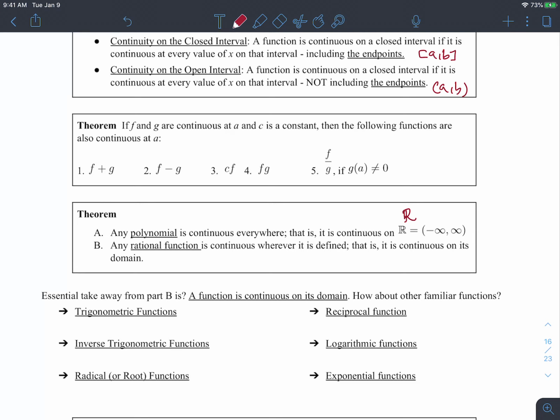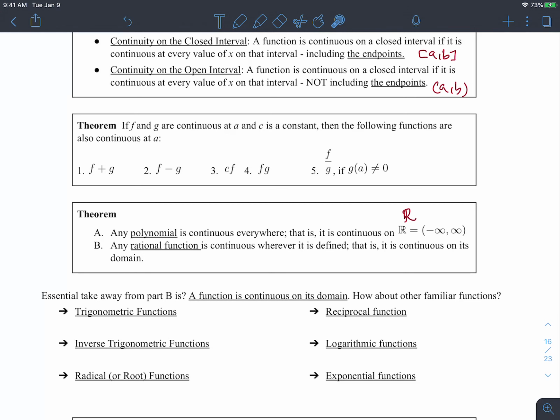So when is it not defined? If the denominator is equal to 0. Okay? So you have to be aware of the function's domain. As long as it's part of the domain, it should be continuous. Okay. So the essential takeaway from part B, right, is that a function is continuous on its domain.